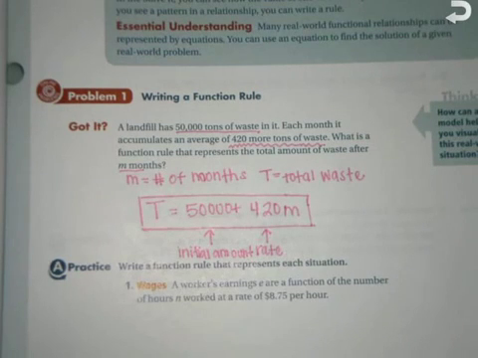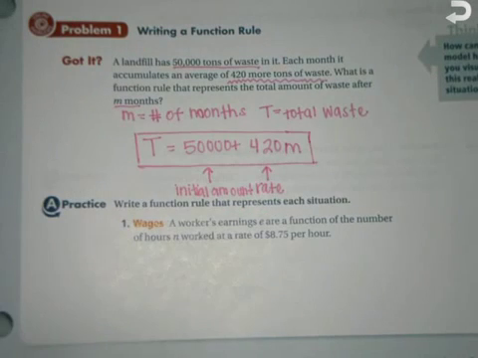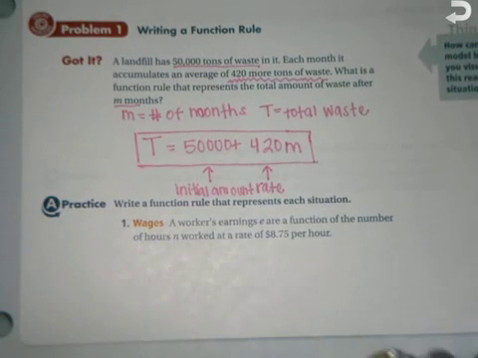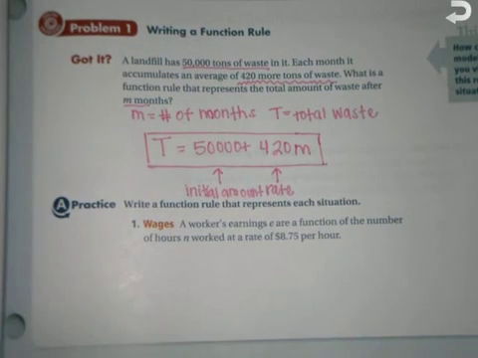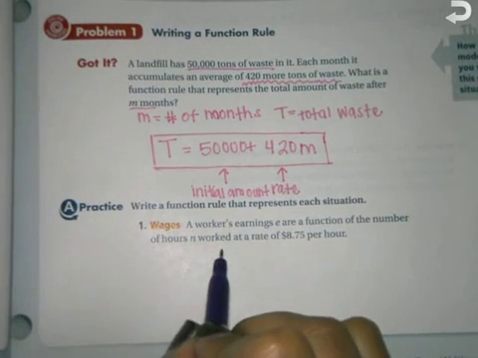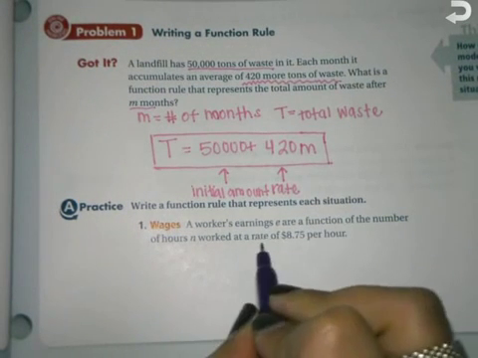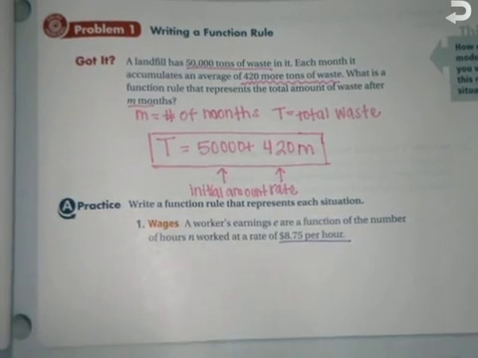Okay, so here's what I want you guys to do. Practice this on your own. Do problem number 1, and then when you turn the page, do problem number 2 as well. So do problems number 1 and 2 right now on your own, or you can work with your partner. So number 1: a worker's earnings, E, are a function of the number of hours, N, worked at a rate of 8.75 per hour.